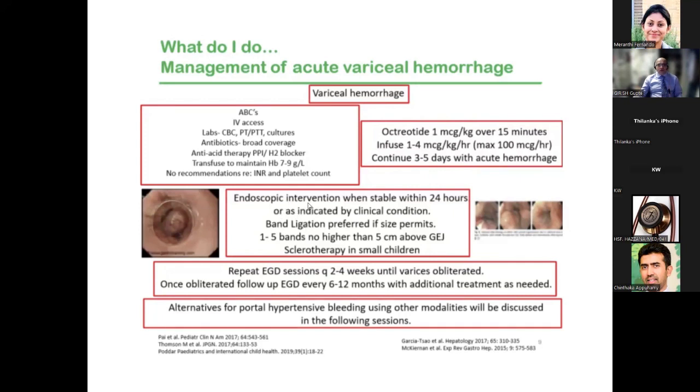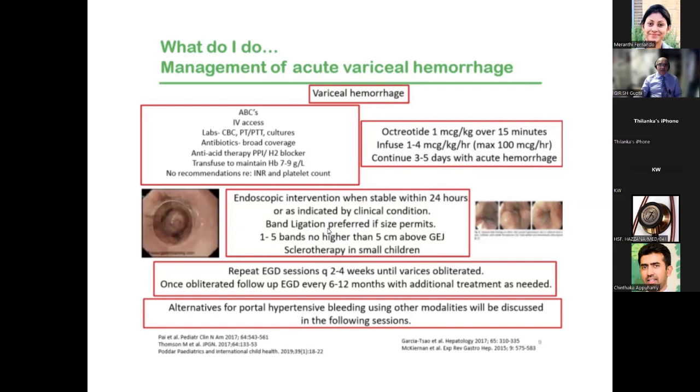You do endoscopic intervention when stable, within 24 hours. Please do not be heroic and take the child straight for an endoscopic intervention if the child is actively bleeding. Because when you put the endoscope in, all you see is a lake of blood, and sometimes you do not identify the site of bleeding. So be careful. If the child continues to bleed, then you may have to consider emergency TIPS or use of a Sengstaken-Blakemore tube, and I'll talk about that later.